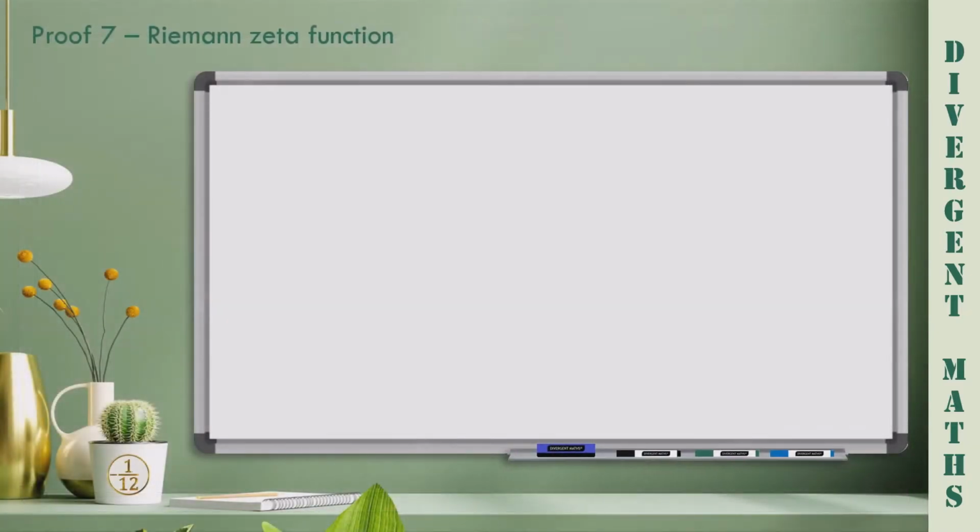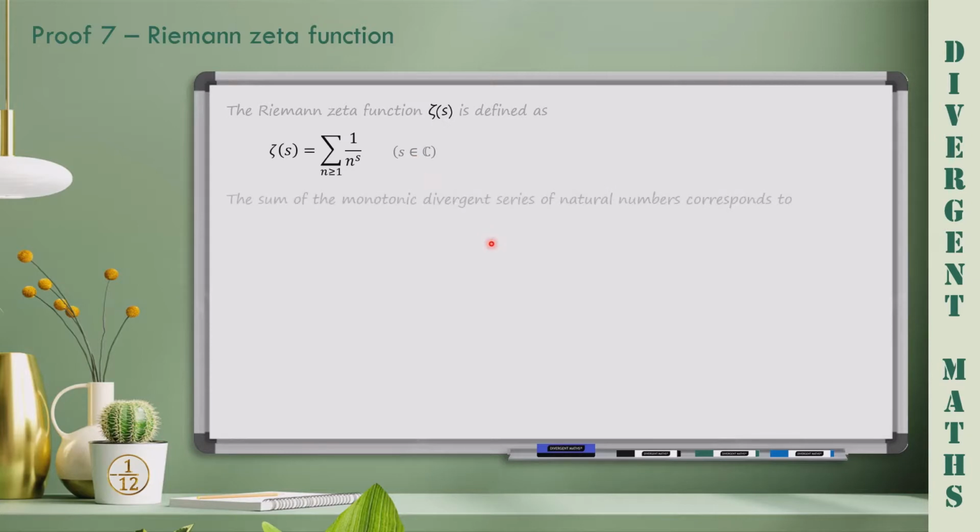The board here for the Riemann zeta function, that's a quick proof. Like we discussed on the previous proof, the Riemann zeta function, zeta of s, is defined as the sum from 1 to infinity of 1 over n, which is a discrete variable, to the s, being a complex variable. So the sum of the monotonic divergent series of natural numbers corresponds to the Riemann zeta function evaluated with s equal negative 1.